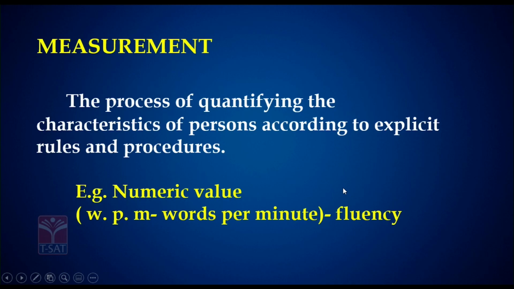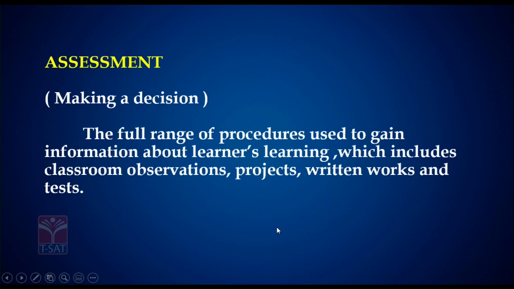And then measurement. It is a process of quantifying the characteristics of a person according to explicit rules and procedures. Example, numeric value. So, in a language class, we take the fluency test and we measure the fluency in terms of WPM or words per minute. And assessment, at basic level, assessment is nothing but making a decision, and it is the full range of procedures used to gain information about learners' learning, which includes classroom observations, projects, written works and tests.